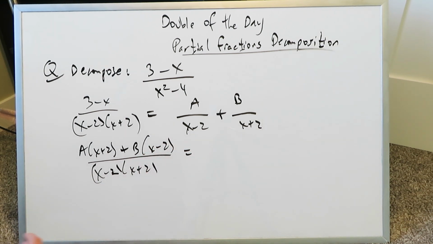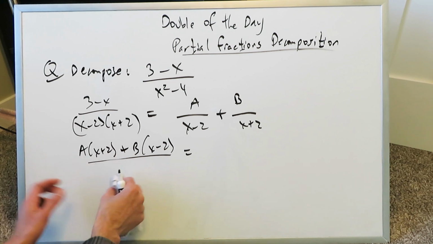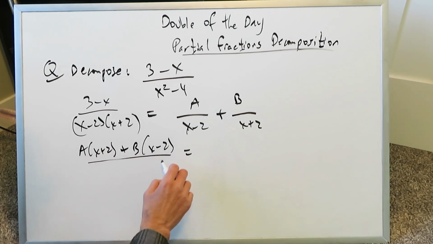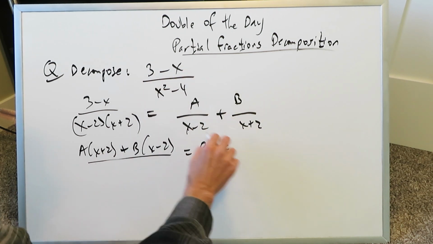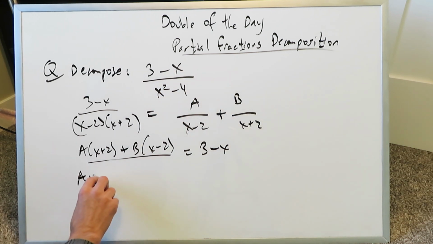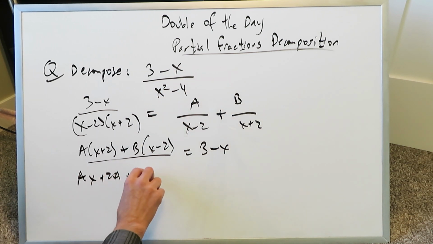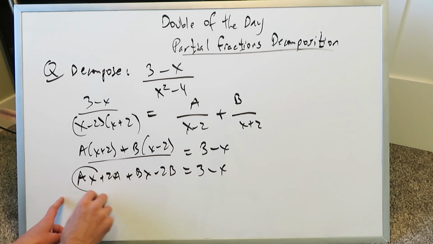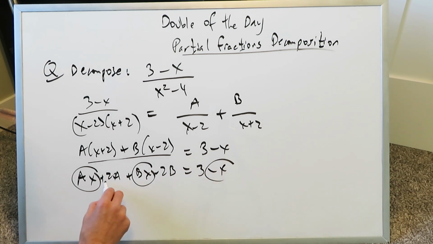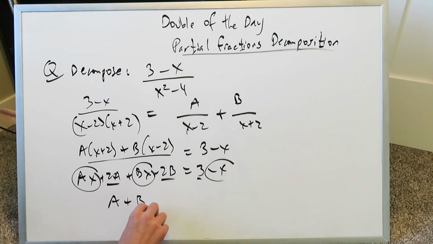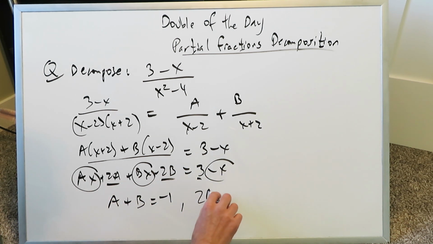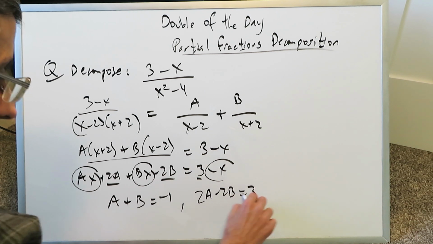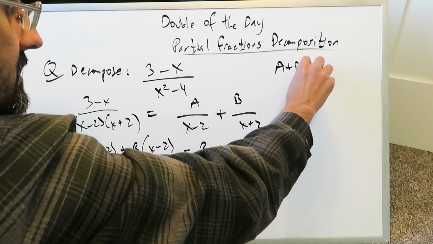Alright, and as I always do, I erase this because it makes things clean. Open this up. All of this will actually equal 3 minus x, your original numerator. Now I'll open it up here. ax plus 2a plus bx minus 2b is equal to 3 minus x. Look for your linear terms here, and your constant terms here. Now look at the coefficients of each. I have a plus b is equal to minus 1, and my other one is 2a minus 2b is equal to 3.